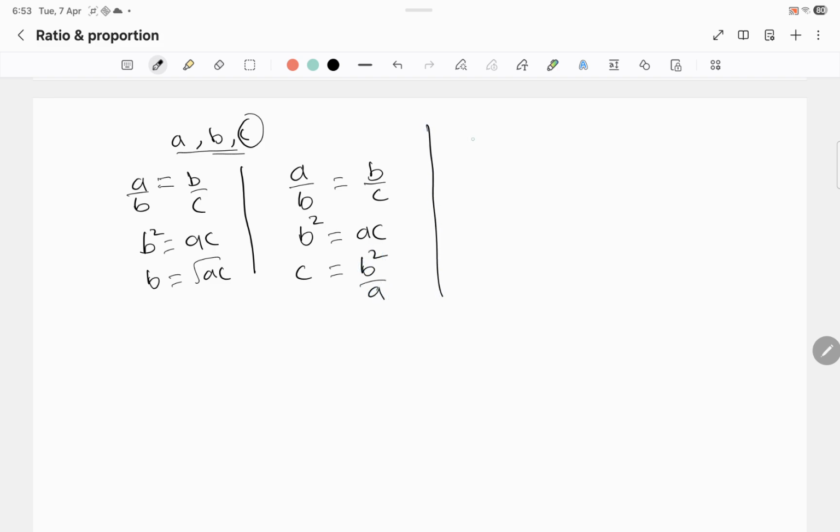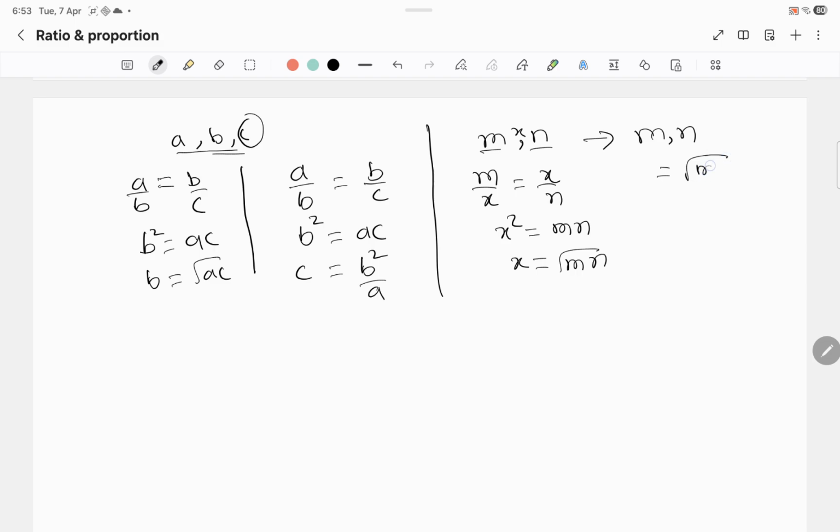Sometimes the question will be like, what is the mean proportion of M, N? Here the mean proportion is missing, two terms given. So let it be X. Then M by X is equal to X by N. Then X square is equal to MN, or X is equal to root of MN. Or simply, few students will write the mean proportion of MN is equal to root of M into N. Simple thing.